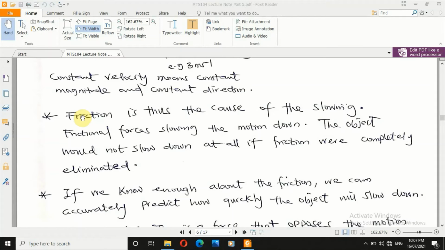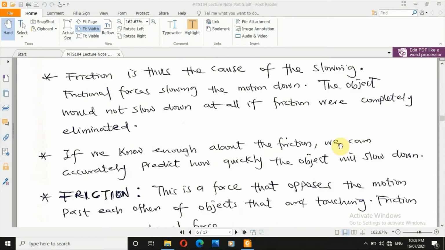So let's proceed. What is friction not? Friction is not the cause of the slowing. Friction is something that can make any moving object slow down. The object will not slow down at all if friction were completely eliminated. I'm saying that if there's no friction, and the surface is very, very smooth, then the object will keep on moving. Now, if we know enough about friction, then we can accurately predict how quickly an object will slow down.